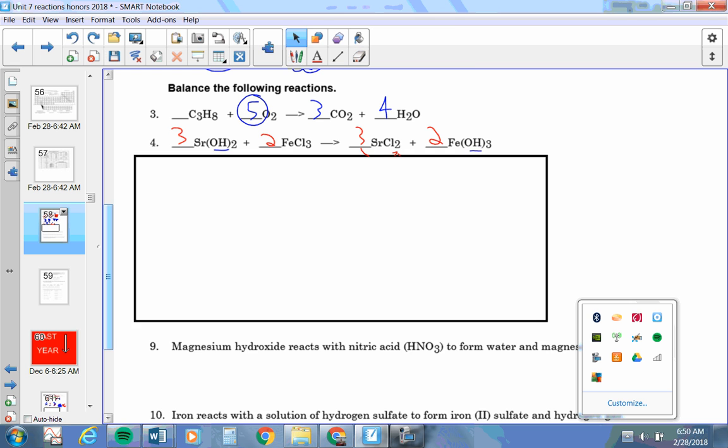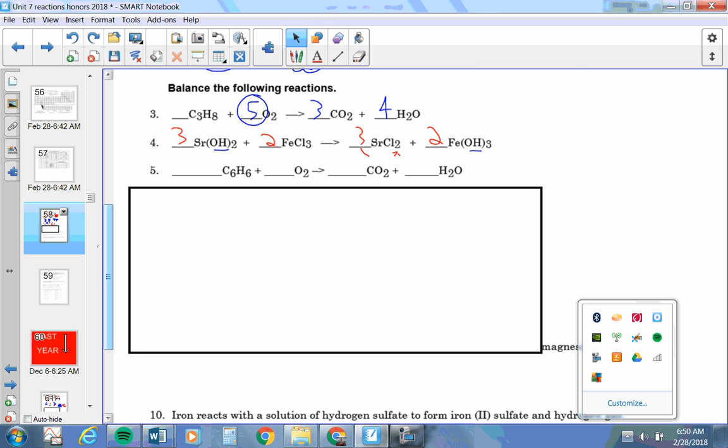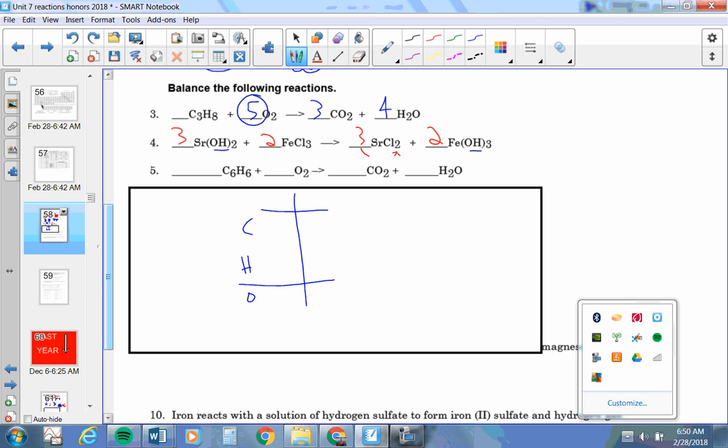Down to the next one, 5, another combustion. This one, also a complete combustion. It's got C's, H's, and O's. Always, always, always just do them right in order. First the C's, then the H's, then the O's. I see 6, 6, and 2 versus 1. I see 2 of these so far, and 2 plus 1 is 3 oxygens.